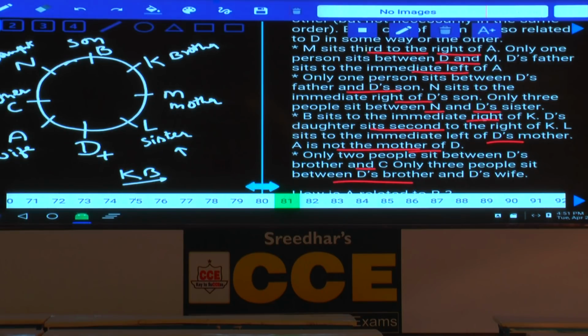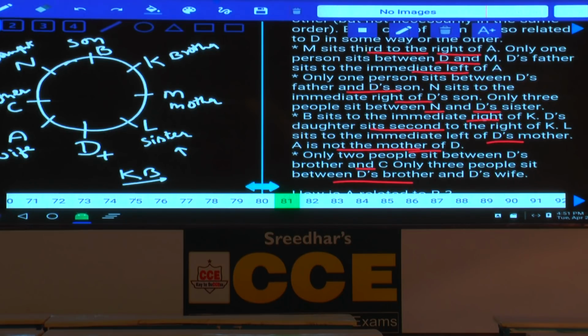This is the information we have. D, A, C, N, B, K, M, L were done: wife, father, daughter, son, brother, mother and sister. Is there any necessity for us to draw a separate family tree? Earlier also we have checked this case, and in most cases, if it is related to a single person, we can fix that in a circular arrangement rather than drawing a separate family tree. Maybe you have tried the family tree separately, then also you get the same result, but it is time consuming.